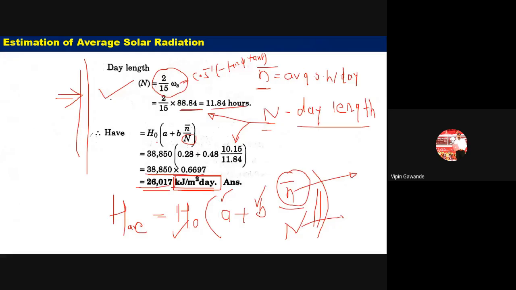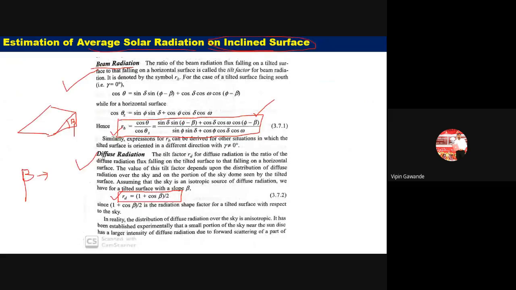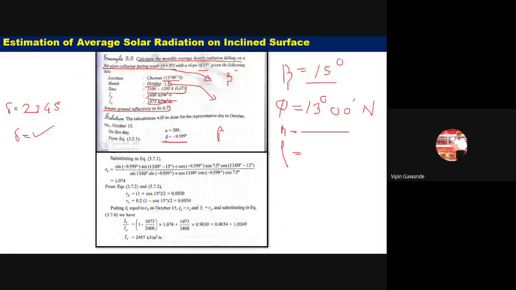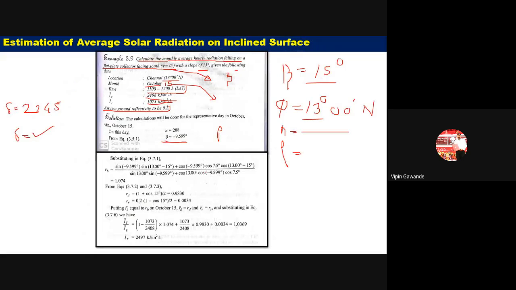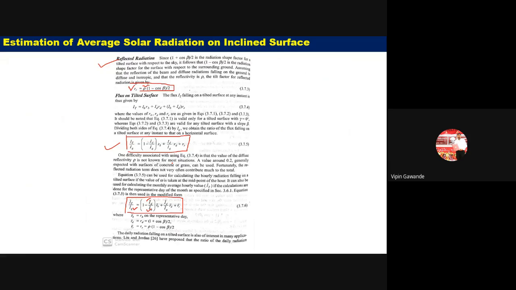What is the second angle for calculation of this RB? Phi, the latitude angle, is given in the problem as 13 degree. The next angle is beta, the slope angle, and beta is given as 15 degree. So we have sine phi, sine delta, plus the next angle.